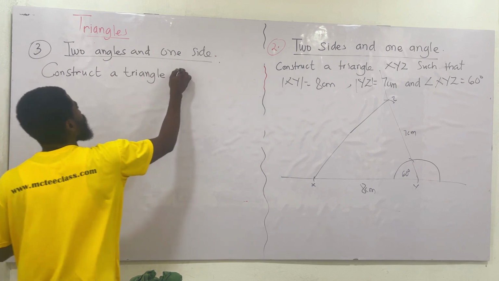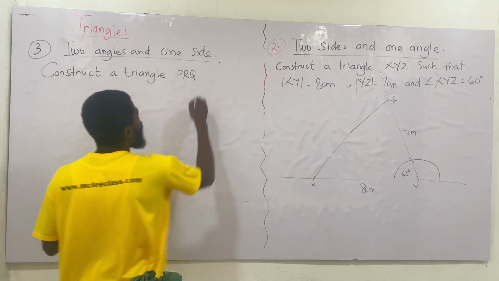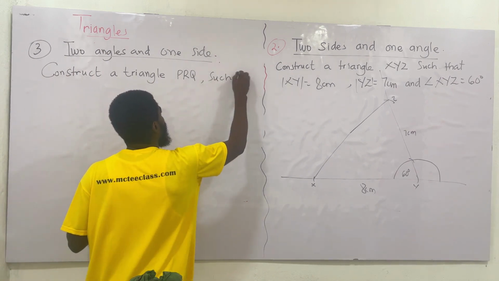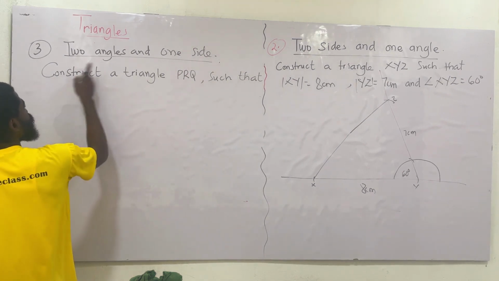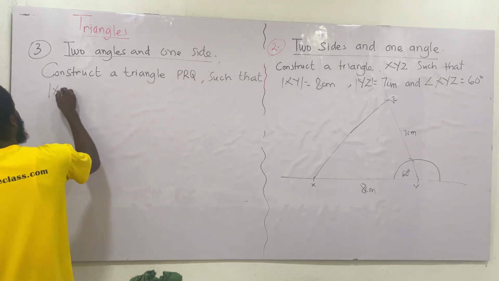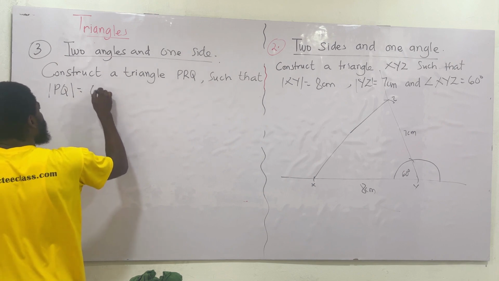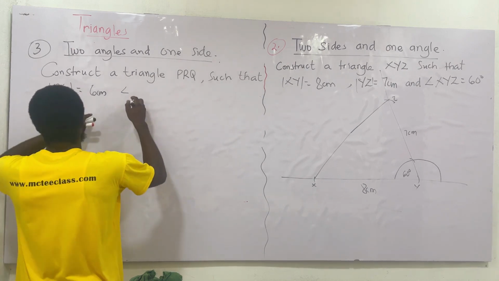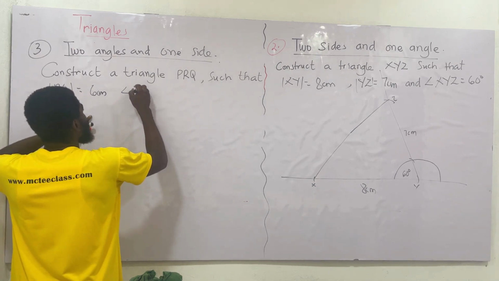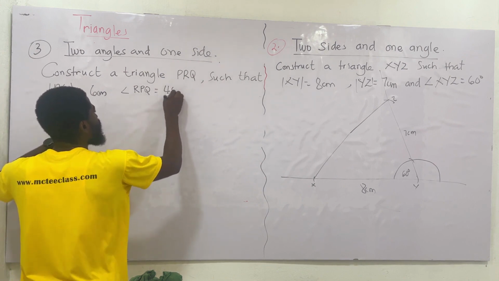Construct a triangle, maybe PRQ. Triangle PRQ such that the length PQ equals 6 cm. Angle RPQ is 45 degrees.